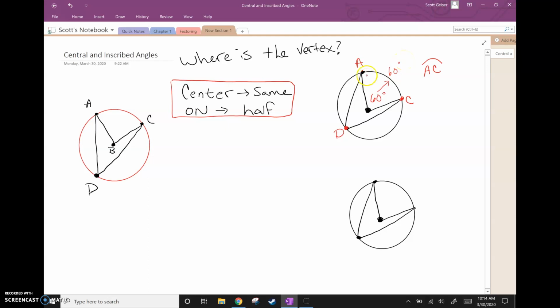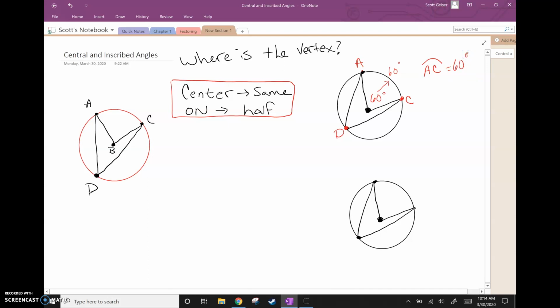All right. If I wanted to go the other way around, if that's 60, that would mean the other way around would be 300 degrees. So arc ADC, if I want to go the long way around, I would use 3 letters to describe that. The minor arc AC would be 60 degrees.